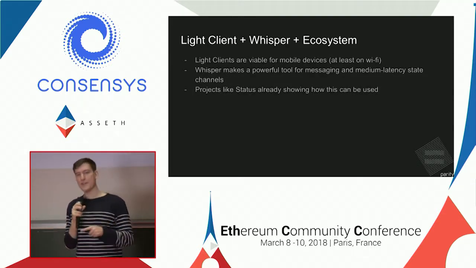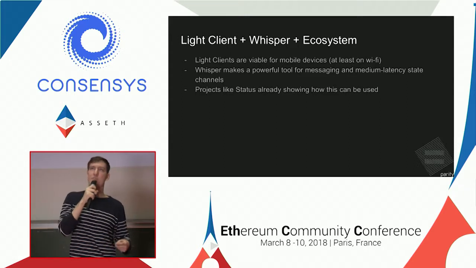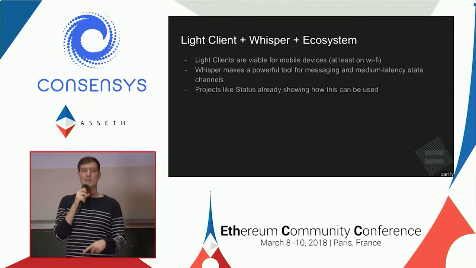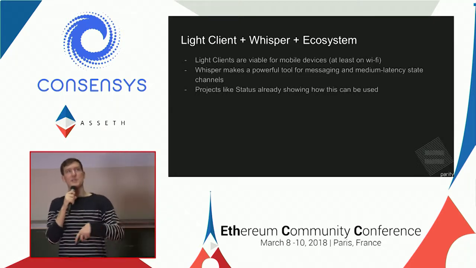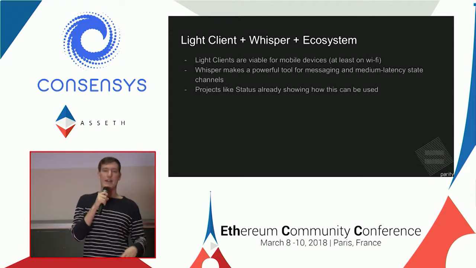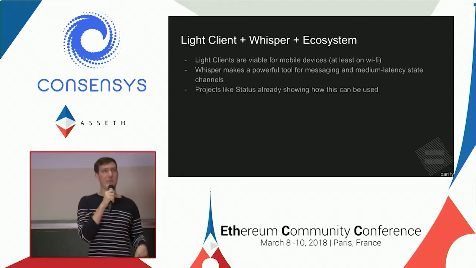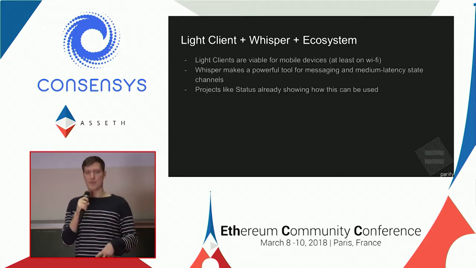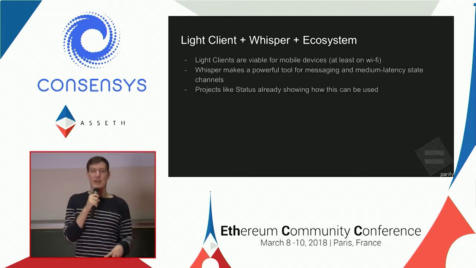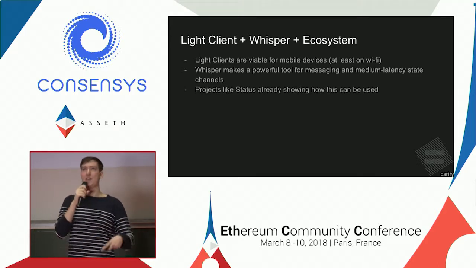So I think it's interesting to think about how the light client might fit into the broader ecosystem. Light clients can work on mobile devices. And Whisper, for example, is a really powerful tool for messaging between peers in a decentralized, anonymous, and private way. It works pretty well for, say, medium latency state channels, not where you have thousands of transactions per second, but maybe where you have one every 10 seconds or anything slower than that. For example, there's a project called Status, which is already showing how that can be used: you can have a mobile app that's running a light client and running Whisper for chat, for state channels, for applications.